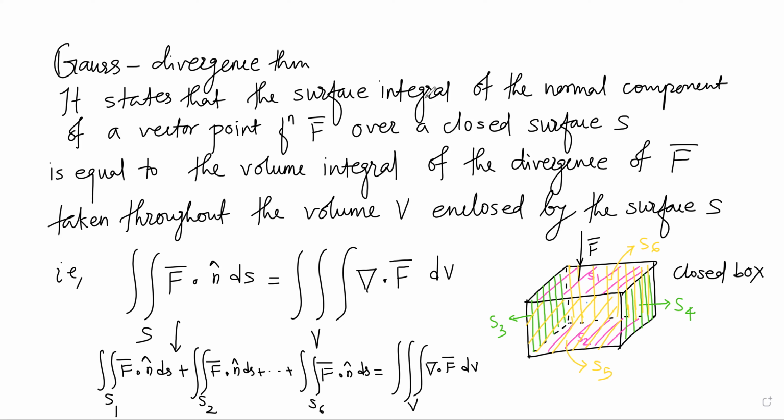What is dv? dx dy dz. So a very strong result is given by Gauss. Since we are using here the divergence formula, the divergence of f bar, it is called Gauss divergence theorem, and it is used for closed surfaces.